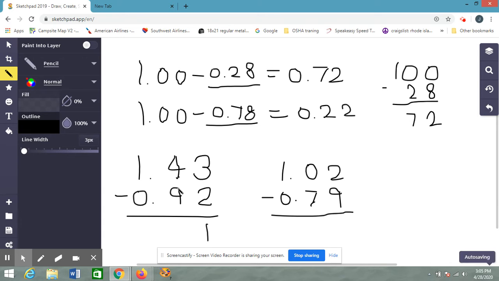And then 4 tenths minus 9 tenths. Can we do that? No. But we can borrow from the ones place. So we take that 1. This becomes a 0. We're bringing that 1 over here. It's like we brought 10 tenths. We brought 1, which equals 10 tenths. It's like we added 10 tenths to the tenths place. So now we have 14 tenths minus 9 tenths equals 5 tenths.